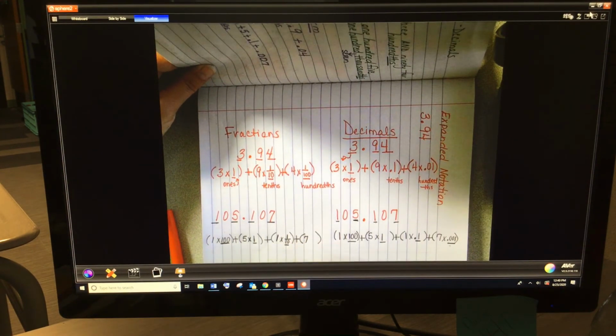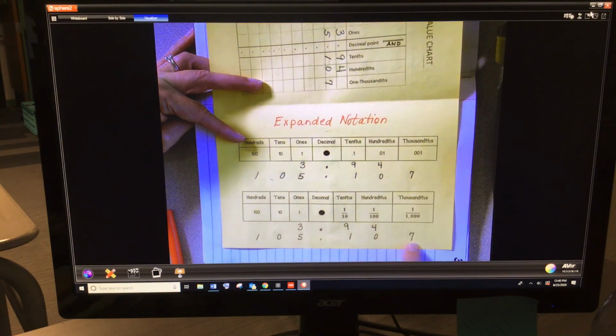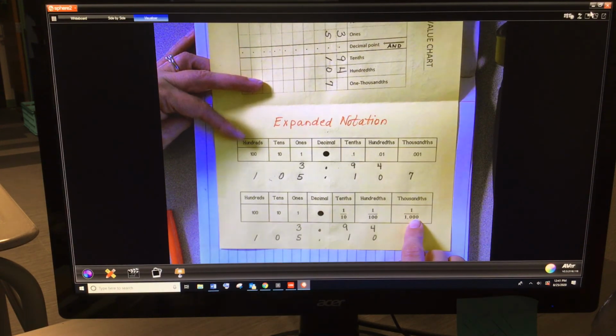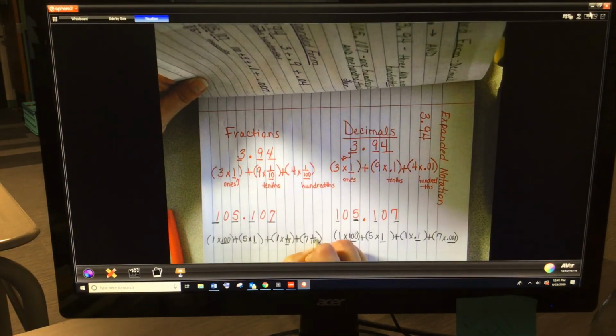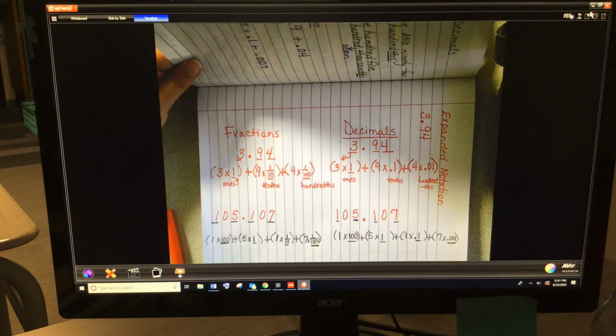Then we go to our 7. We go back and look at our paper. We find the 7. What place value is the 7 in? It's in the thousandths. And what does thousandths look like as a fraction? It looks just like 1 over 1,000 because 7 is in the thousandths position.